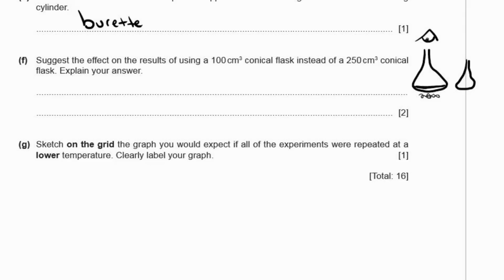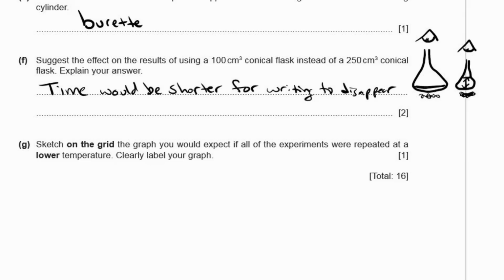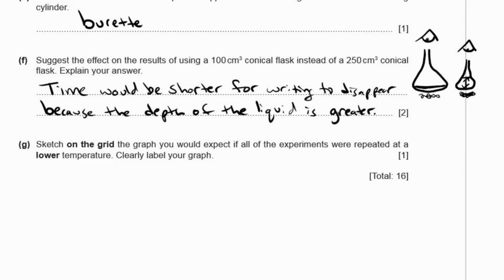In your other conical flask, that same volume takes up a lot more space. Because you're looking through a larger depth here, all the particles are on top of each other rather than spread out farther, so it takes a lot less time until you can't see the writing underneath. So the time would be shorter for the writing to disappear, because the depth of the liquid is greater.